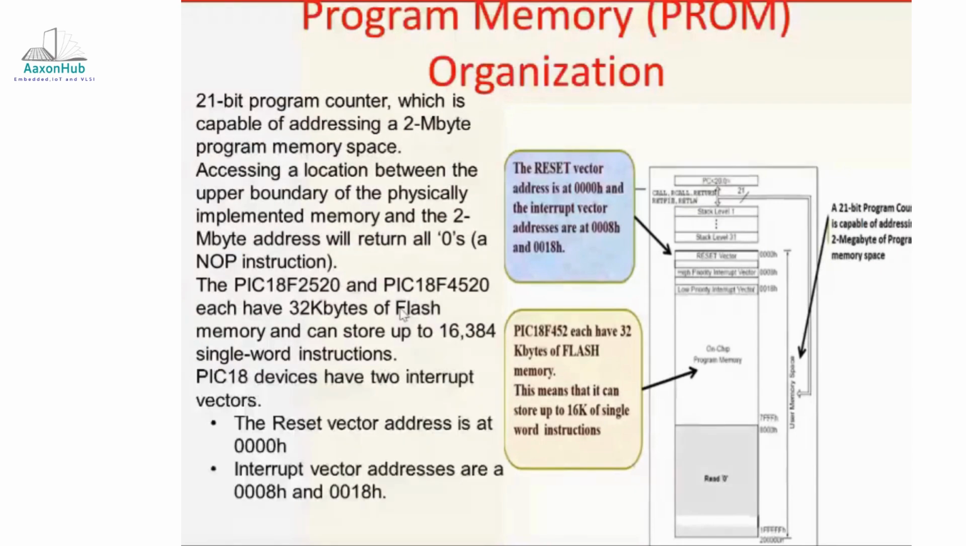Now for PIC18, two important interrupt vectors are there: the low priority vector and the high priority vector. The high priority vector has its address from 0008 to 0018. At any one of these addresses, you can write your interrupt service routine. It will then help you get back to the main program and start execution, in terms of the subroutine if it is being called. So this was all about your program memory.